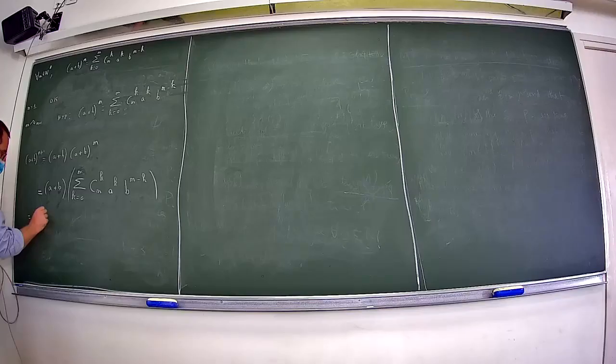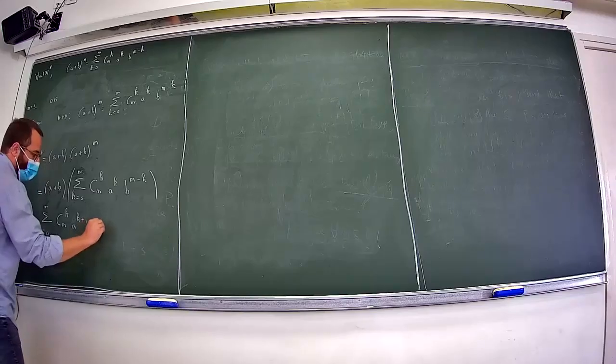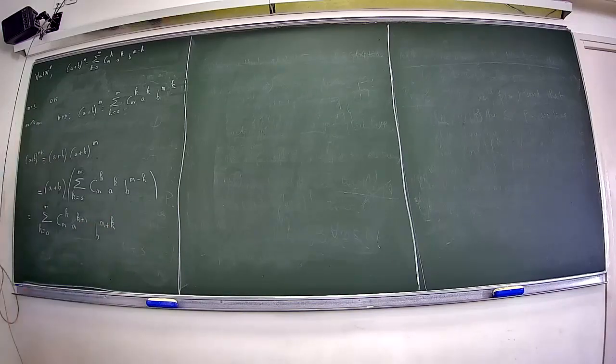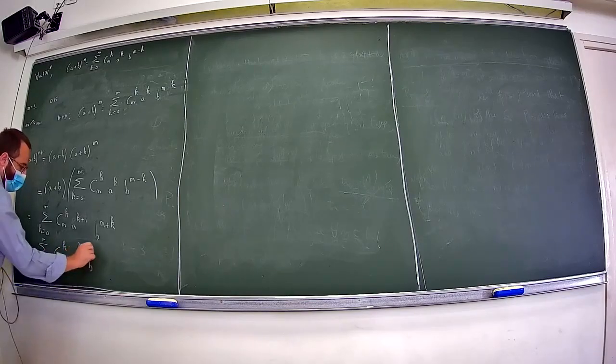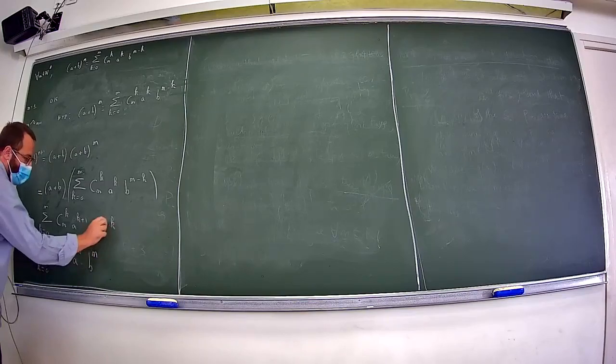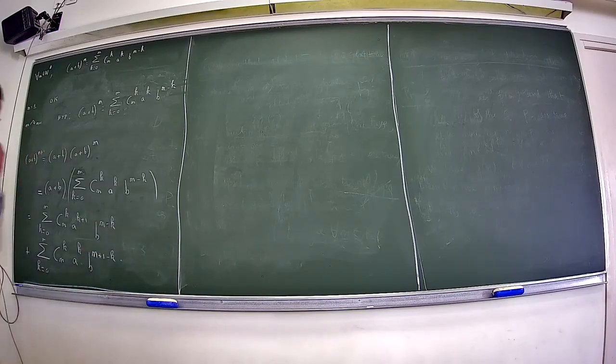So I develop. First term, the sum from k equal to 0 to n, C(n,k), a to the power k plus 1, b to the power n minus k. It is what happened when I multiply by a, plus the sum from k equal to 0 to n, C(n,k), a to the power k, b to the power, excuse me, it's a minus here, n plus 1 minus k.